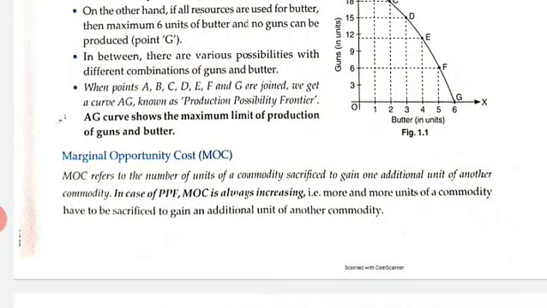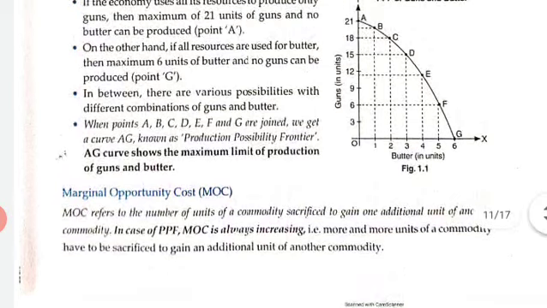Marginal opportunity cost, or MOC, refers to the number of units of a commodity sacrificed to gain one additional unit of another commodity. For example, suppose you are consuming 21 units of gun. Suppose you want to consume one unit of butter, then you need to sacrifice 3 units. From 21 you are moving to 18, so you sacrifice 3 units of gun. That is the MOC. In order to gain one additional unit of another commodity, you need to sacrifice.